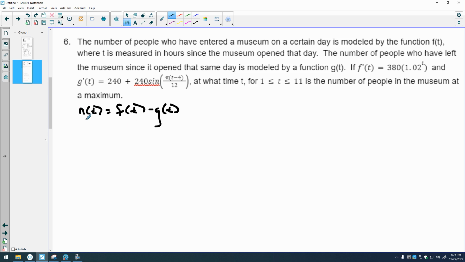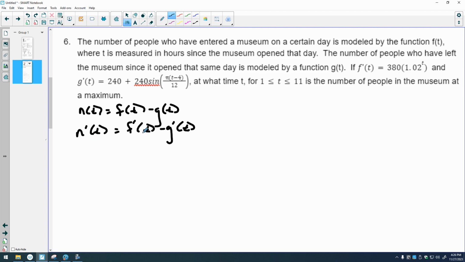Okay? So this is the number of people. So n prime of t is going to be f prime of t minus g prime of t. So the rate at which the number of people in the museum is changing is equal to the rate at which they arrive minus the rate at which they leave. The rate at which the number of people is changing is equal to the rate at which they're arriving minus the rate at which they are leaving. That's how the number of people is changing.